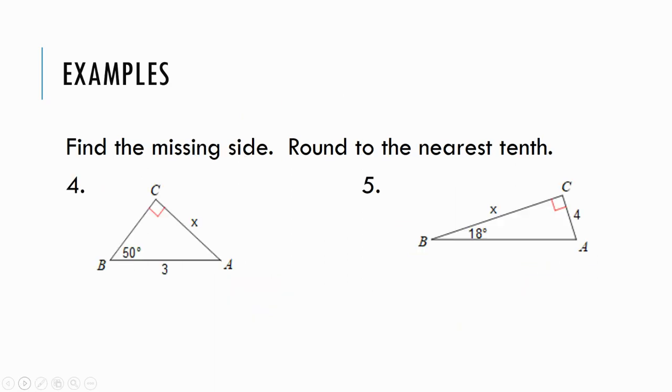All right, let's look at a couple more. This time it says let's find the missing side. We're going to round to the nearest tenth. In these pictures, they're giving us one of those acute angles, and they're giving us one side. So once again, we want to think about SOHCAHTOA.